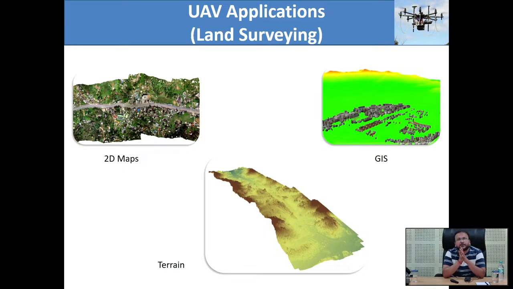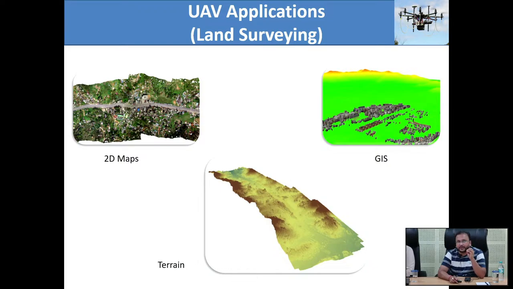Now the first application you see is land surveying. This is very much similar to your satellite things. The only difference is, with a satellite in one pass you will get some 250-500 kilometer area coverage, but your resolution will be very poor, 5 meter, 10 meter, or nowadays some with lesser resolution also. But with drone data, in one flight you can hardly cover 200 hectares or even less, but the kind of resolution you see here, this top left image, is very high resolution.